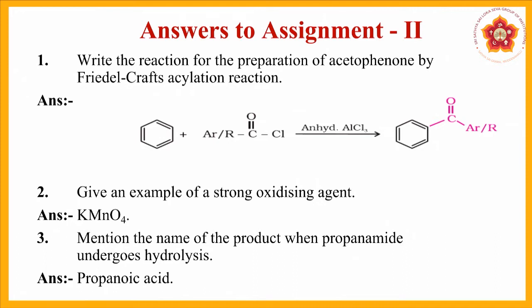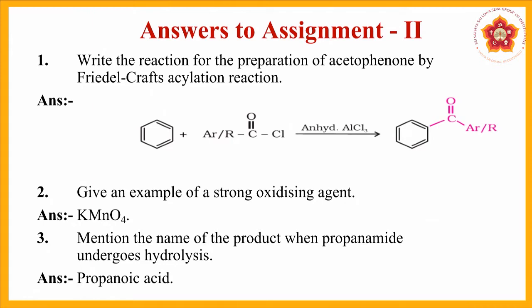If, for example, they ask you to explain the reaction, then you may have to write a little explanation in English about the same reaction. Second one: give an example of a strong oxidizing agent. KMnO4 is an example which is given here, whereas you can also go with potassium dichromate, K2Cr2O7.